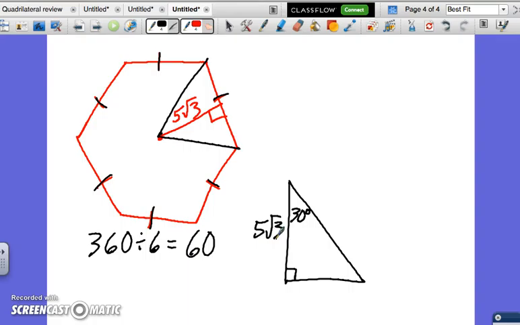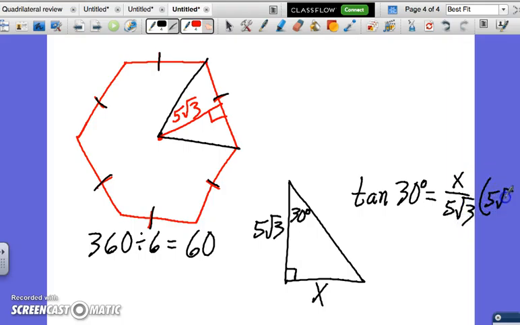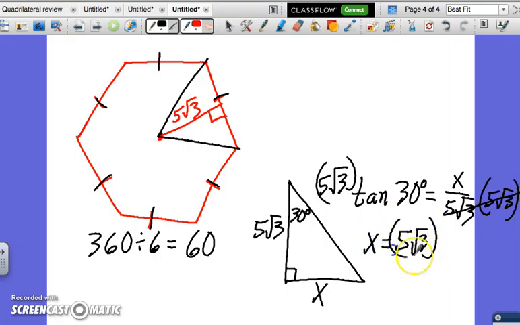Hey, this is a 30, 60, 90. We really don't even have to use our trig functions if you studied well the first semester and remember your special right triangles. But if not, you're going to set up and do tangent of 30 degrees is equal to x over 5 root 3. Multiply both sides by 5 root 3. And x is going to equal 5 root 3 times the tangent of 30 degrees.